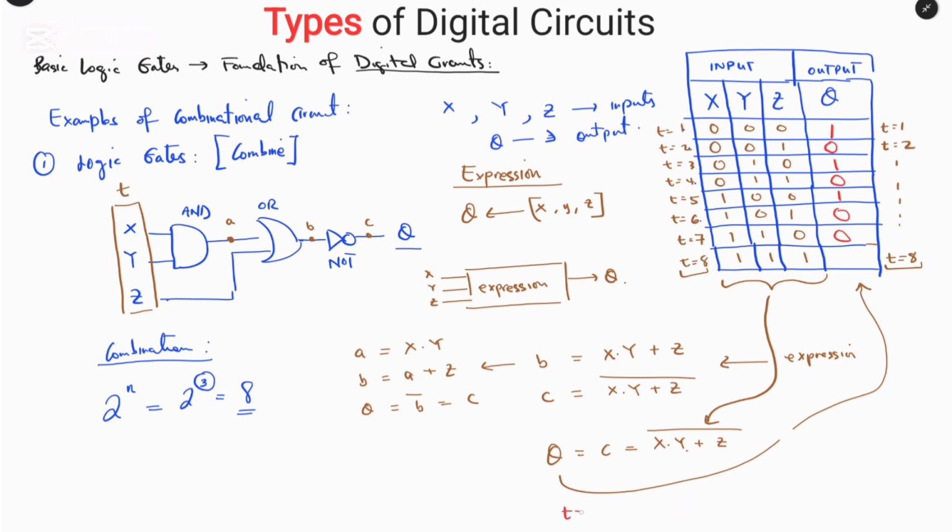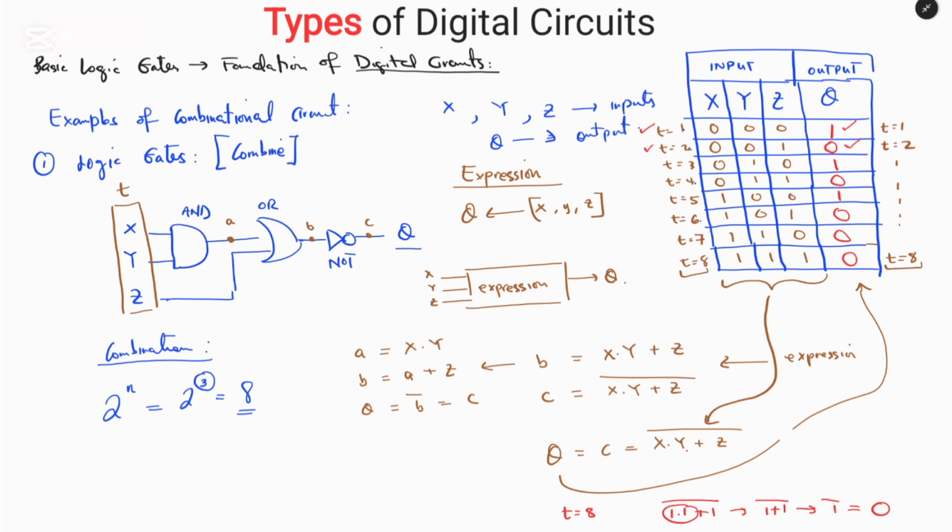Finally, when t equals 8, we should have 1.1 plus 1 inverted. So this portion becomes 1 plus 1, which will give us 1. Inverted, we should have 0. So we fill in 0. So now the output corresponds to the input at that instantaneous time. When t equals 1, we should get the output 1. When t equals 2, we should get the output 0 based on this input combination.